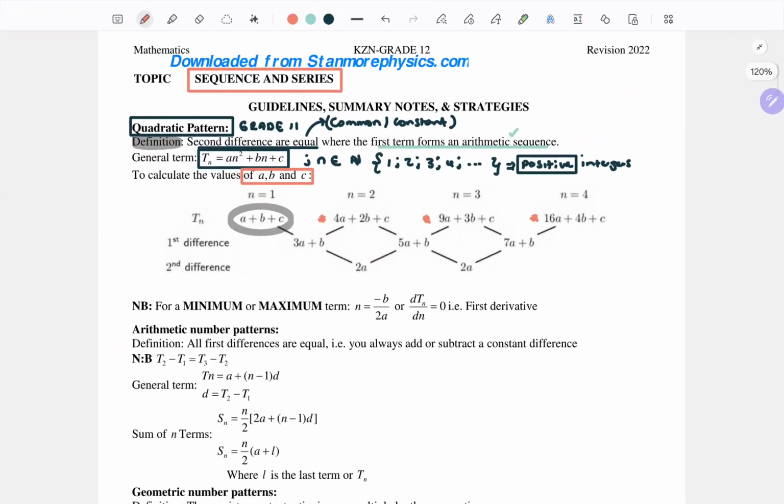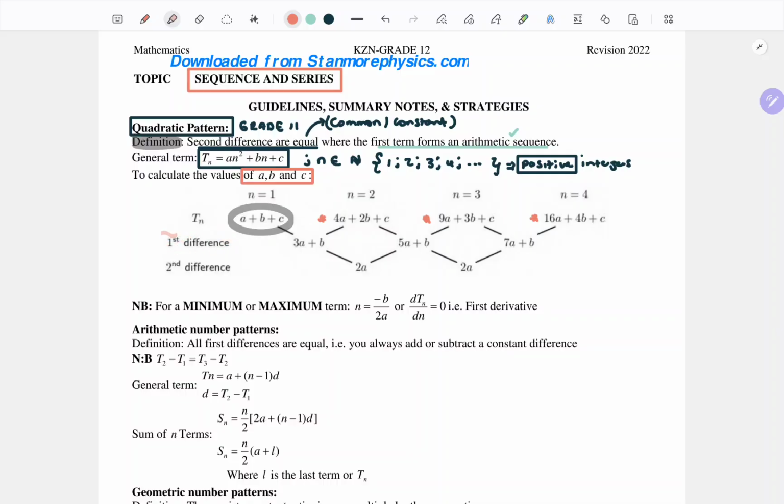Now we can see the terms of the quadratic sequence, but I am putting specific emphasis on the first term, right? Now we go on to the second one.